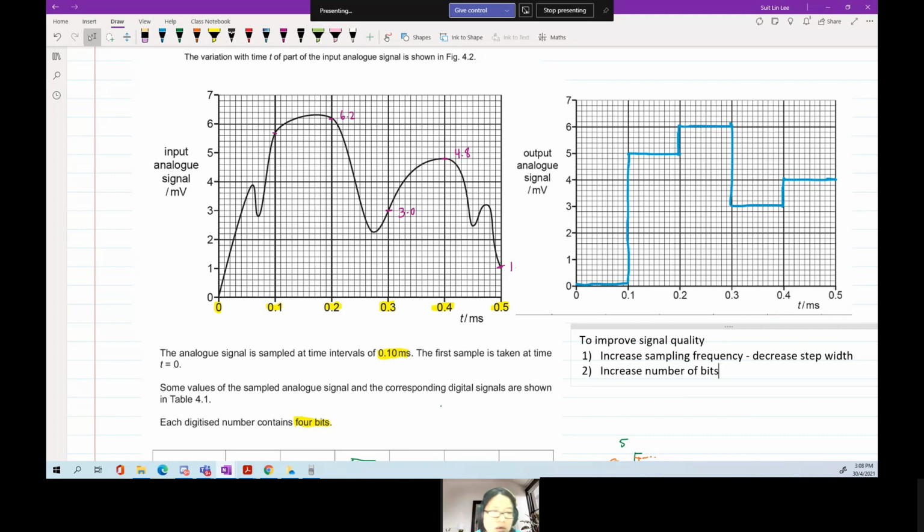Right now, you only have 0 to 7. 4 bit is only 0 to 15. Okay, so we want this because we can decrease the step.